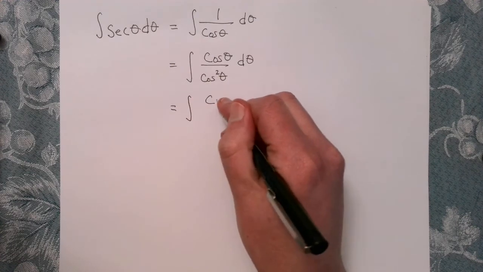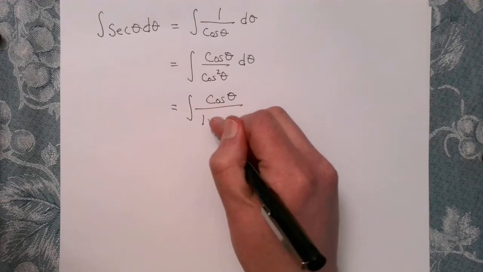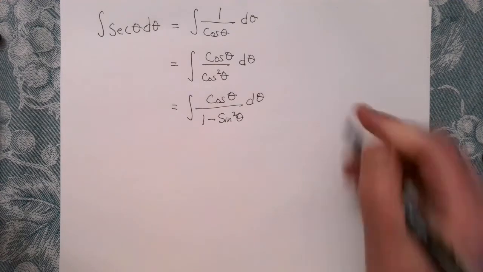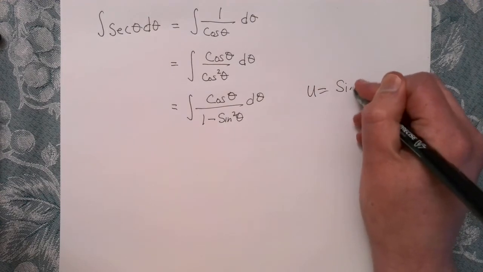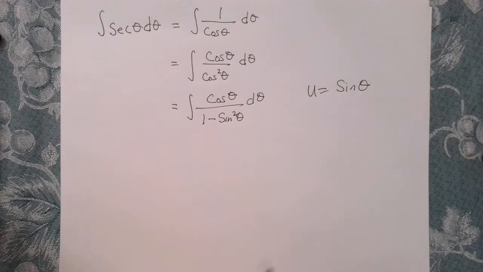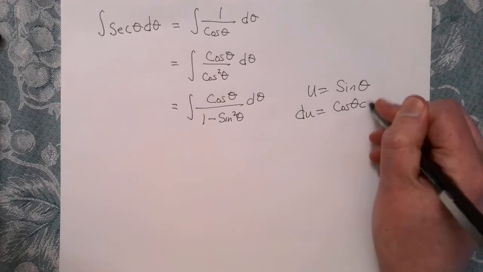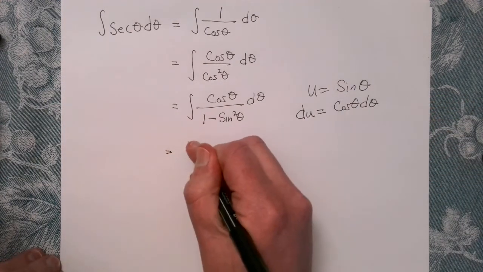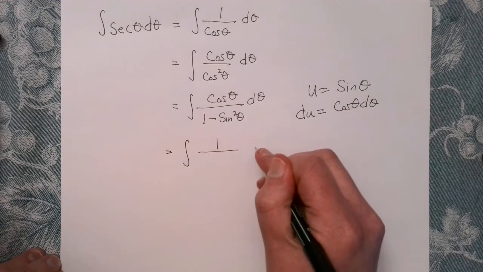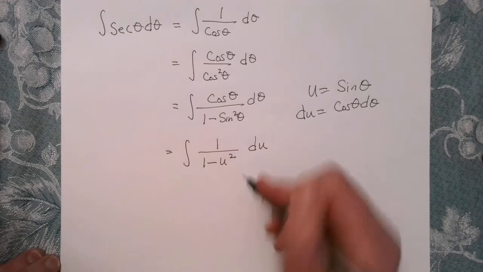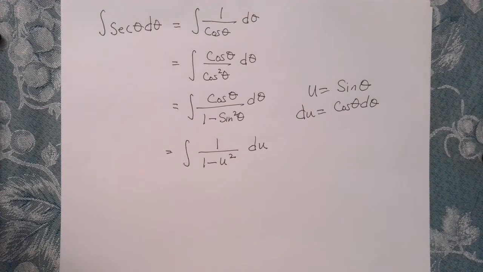So by Pythagorean identity, the denominator can be rewritten as 1 minus sine squared of theta. And then we'll just proceed with a substitution. We're going to let u equal sine of theta. That makes du cosine of theta d theta. And so here I've got this classic rational function. We're going to proceed using integration by partial fractions.